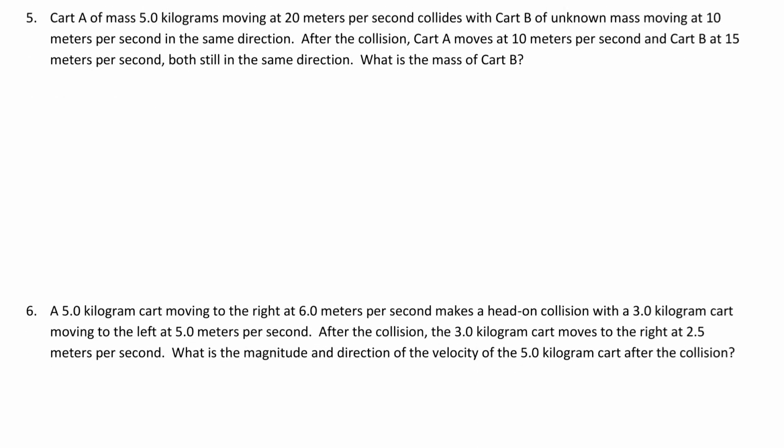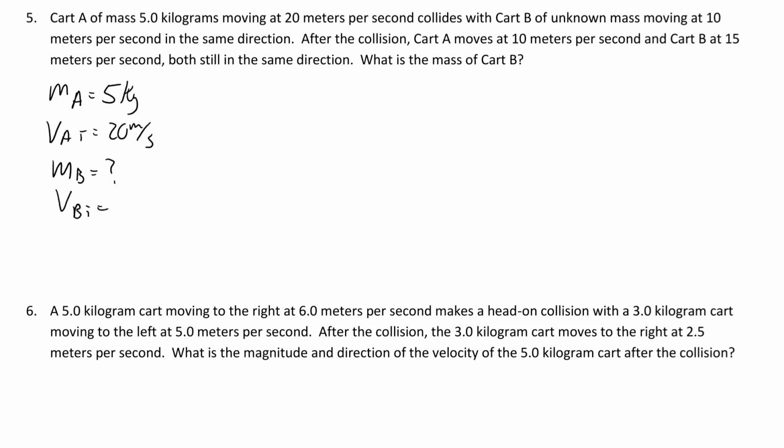All right, number 5. Number 5 says cart A of mass 5 kilograms. So the mass of A is 5 kilograms. Moving at 20 meters per second. The velocity of A initially is 20 meters per second. It collides with a cart B of unknown mass. We don't know B again. So it's like number 3. Moving at 10 meters per second in the same direction. All right, so it doesn't necessarily say left or right, but it does say it's moving in the same direction. So we made this positive, so we better make the velocity of B also positive.